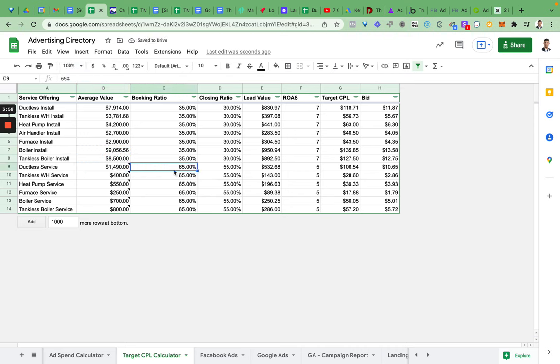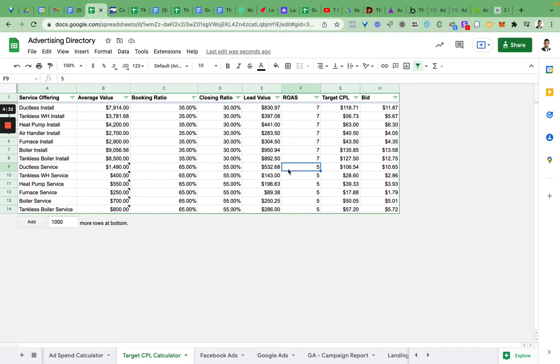Now let's say booking ratio and closing ratio are pretty much the same across the board for all the services. Then the average lead for this contractor is $530. So it's a little more than the initial value of them coming in. Usually the initial ticket is around $450 for a ductless service, and $530 is their actual lead value. So this lead is worth $530 for this contractor.